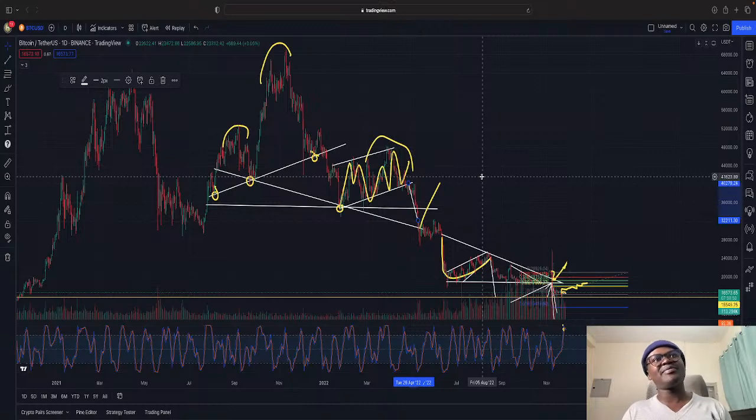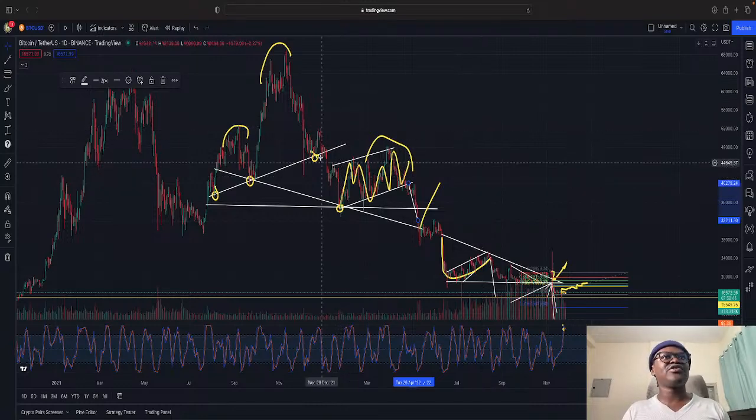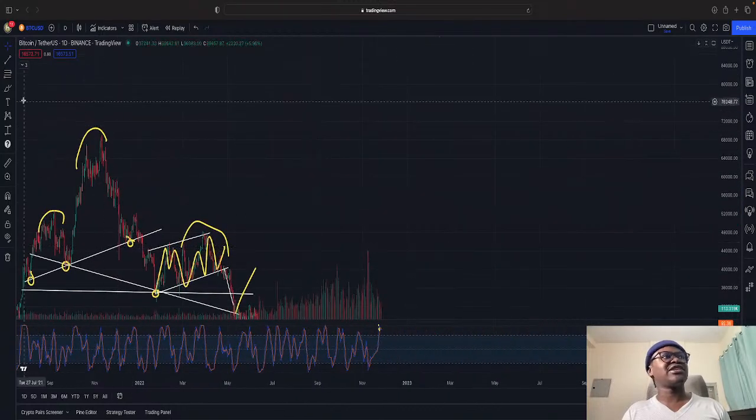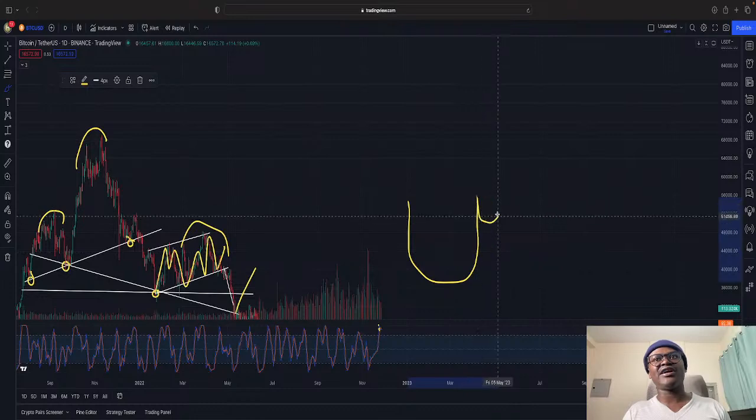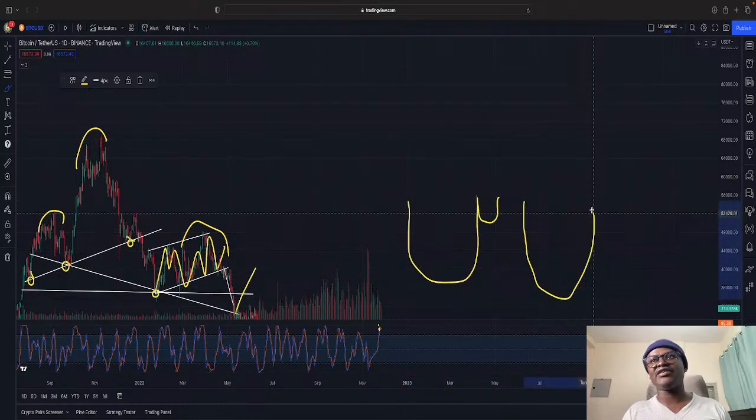Now a cup and handle pattern is simply a head and shoulders pattern halfway. So if you take away this second shoulder here, or if you take away all of this here, you will have a cup and handle pattern. So a cup and handle pattern basically looks like so. I talked about it before. You have the cup and you have the handle. Other cup and handle patterns can also look like this: cup and then the handle is like so.